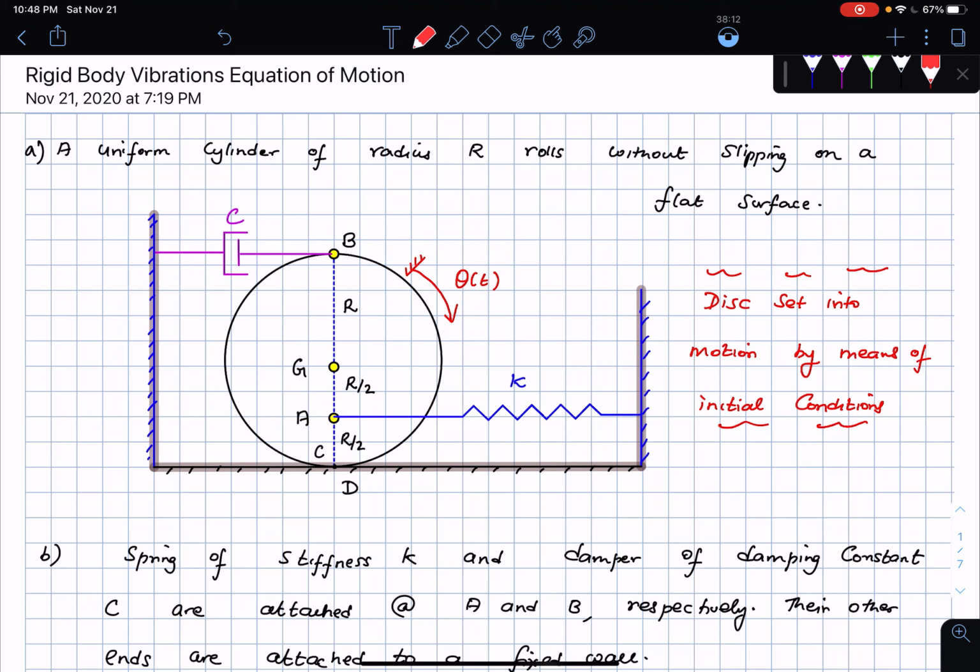Otherwise, the spring is going to be in tension and the damping element is going to be in compression if it follows the other direction. It does not mean that the disk is rotating this way. It means that if the disk rotates this way, then the displacement is given a positive sign.